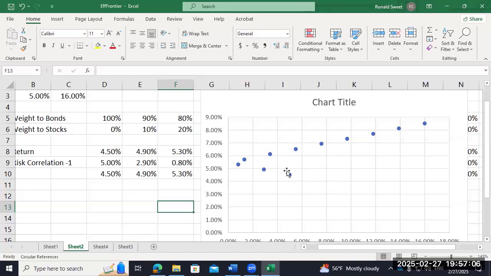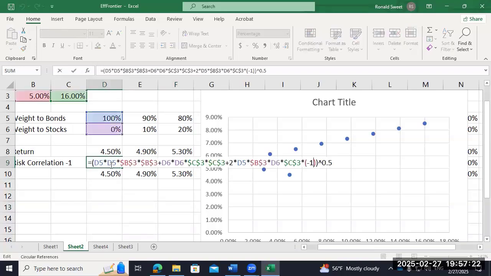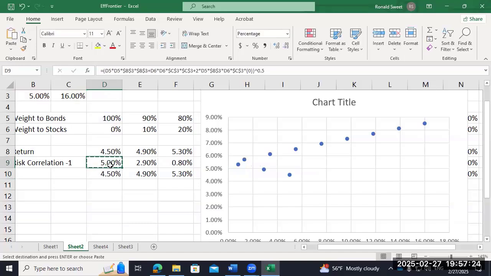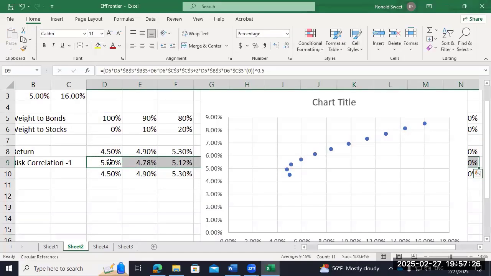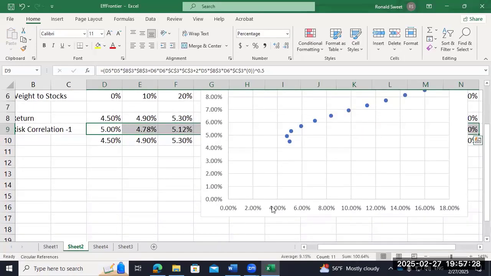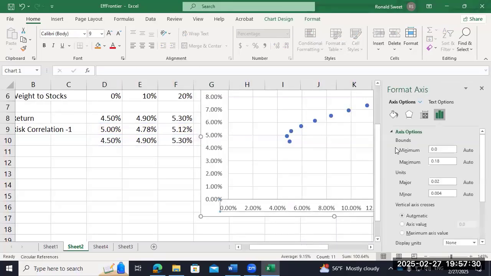The 0 correlation kind of curved here and went this way. The 1 correlation is a straight line, but as you can tell, what correlation does is it shifts your risk to the right, and then your return is higher at each point. It's somewhat magical, but 0 is the one we're used to looking at because that's the normal way we see the curve. I'm going to fix the axis again.